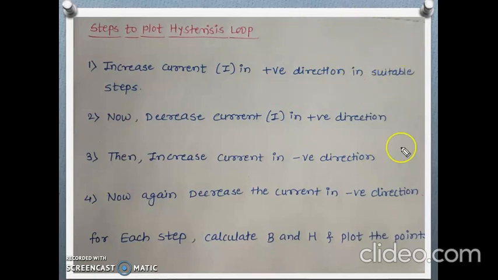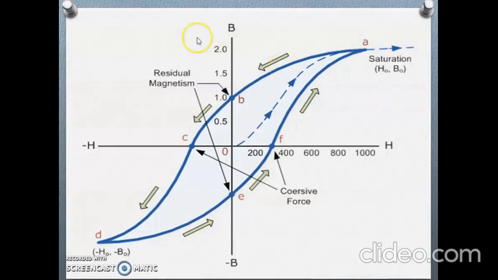Then when we do it, we will get this type of curve. Where is the starting point? This is the starting point.